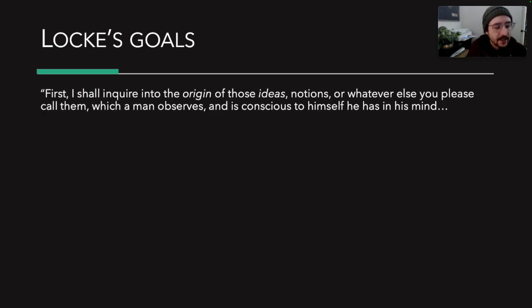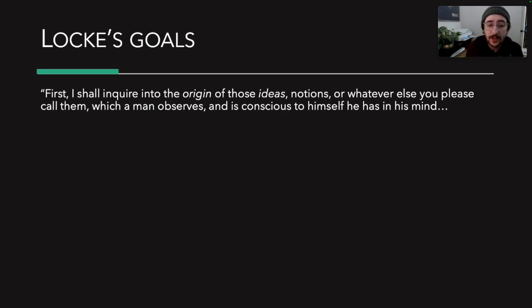So as he says, the first thing he's going to do is inquire into the origin of those ideas, notions, or whatever else you please call them, which a man observes and is conscious to himself he has in his mind. So the claim here is, we have the ability to think about certain things. I have the idea of a unicorn. I have the idea of a desk. I have the idea of glasses. I have the idea of a car. I have the idea of a mountain. I have the idea of God and math and numbers. That idea that I get in my mind when I'm imagining those things, where did that ability to think about that come from? How did that idea get into my mind?